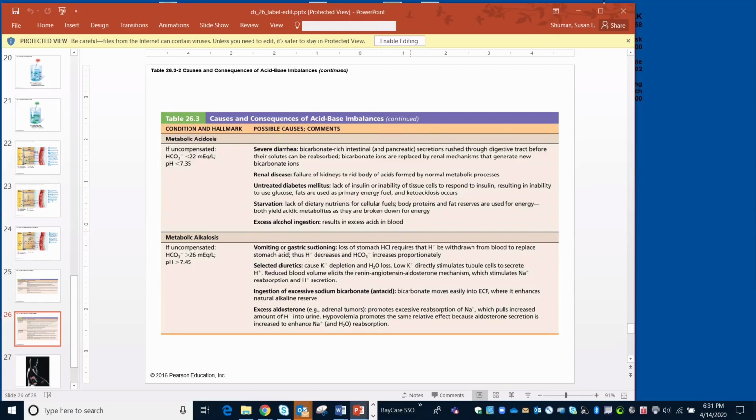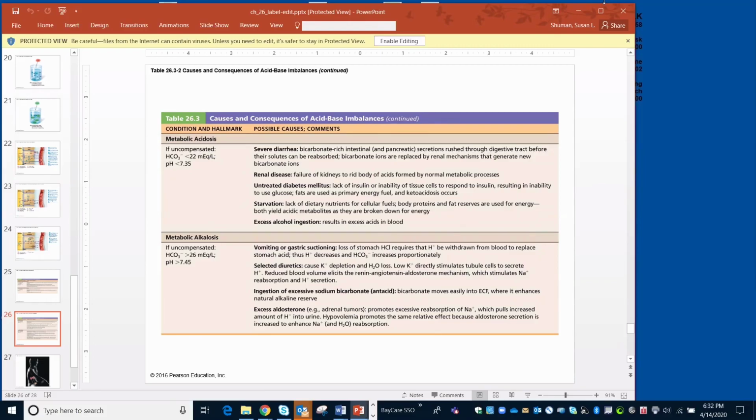What have we got? The carbon dioxide makes pH lower, but the bicarb makes pH higher. So therefore, that would be metabolic. No? Fully compensated respiratory acidosis. Bingo. Fully compensated respiratory acidosis.